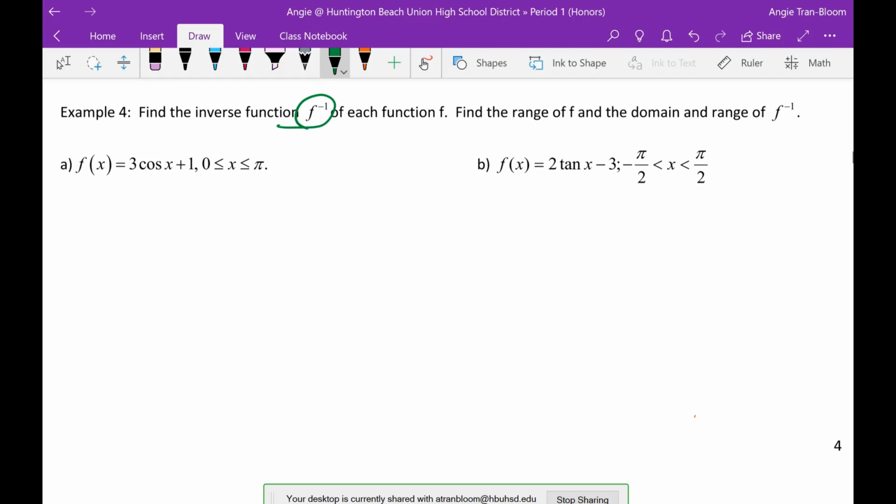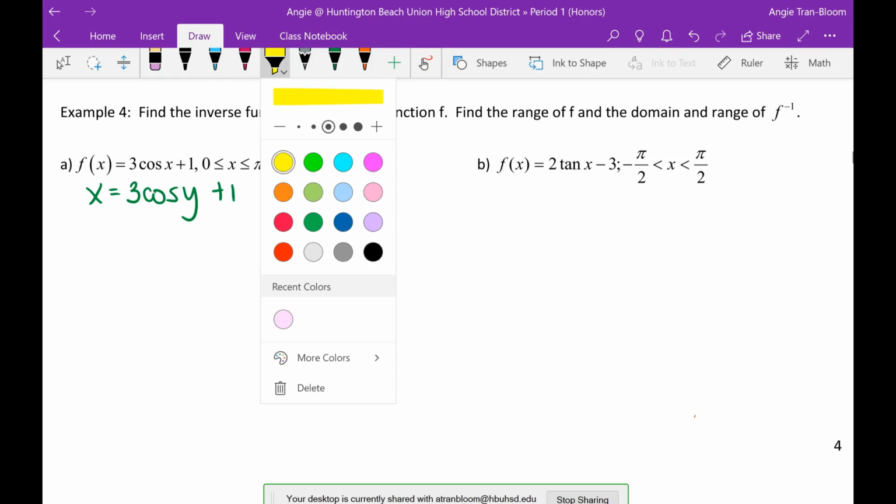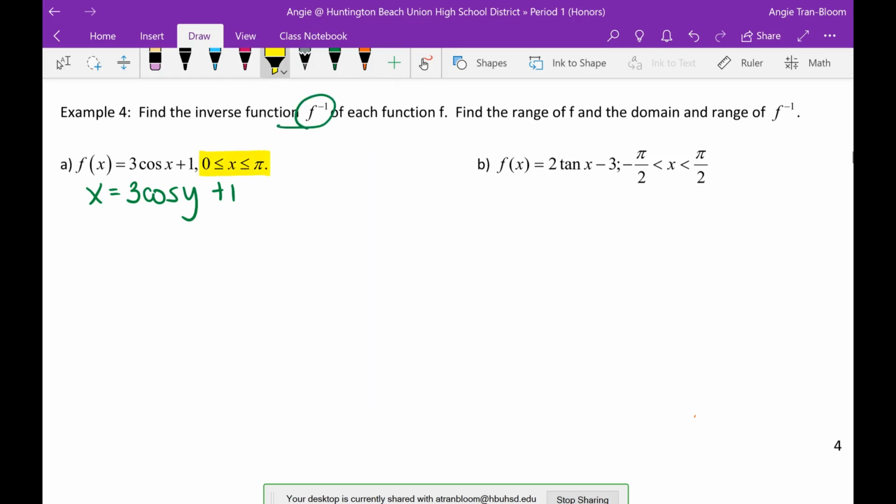So now we're going to write that as what? x equals 3 times cosine. It used to be x, is now what? y plus 1. Can you see your normal function is restricted from where to where? 0 to pi. Okay, it's from 0 to pi. Now, what do you think that is?